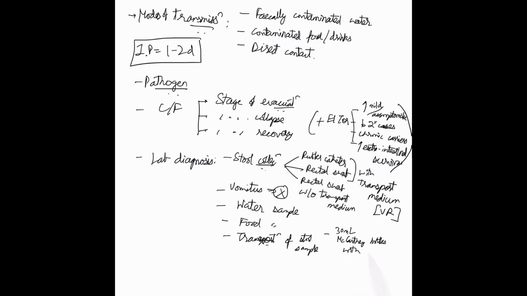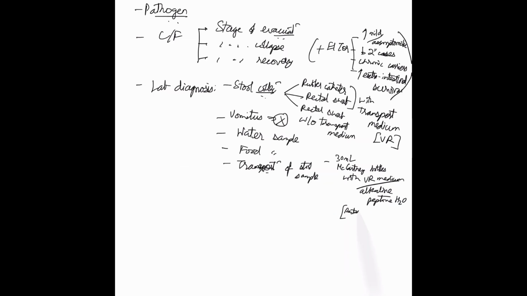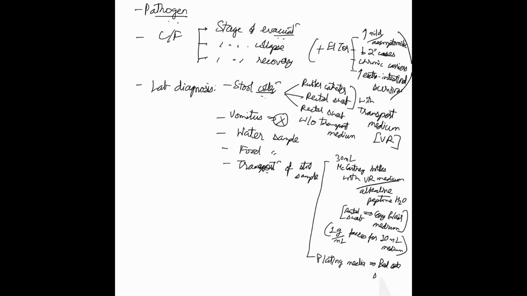It should be transported in 30 ml McCartney bottles with VR medium or alkaline peptone water. The rectal swab must be in Cary Blair medium, and it should be 1 gram per ml of feces for 10 ml medium. And then plating media in bile salt agar, it should be a bedside swab for plating.